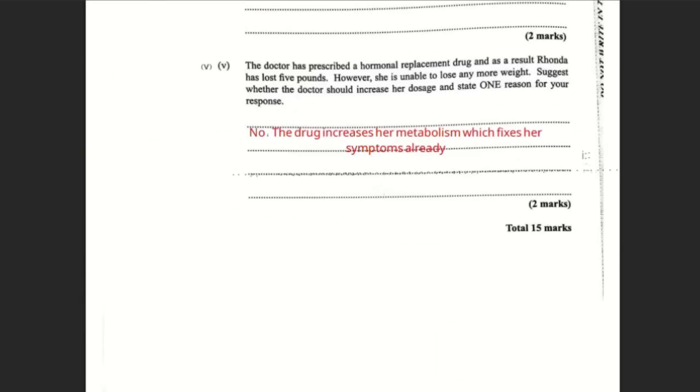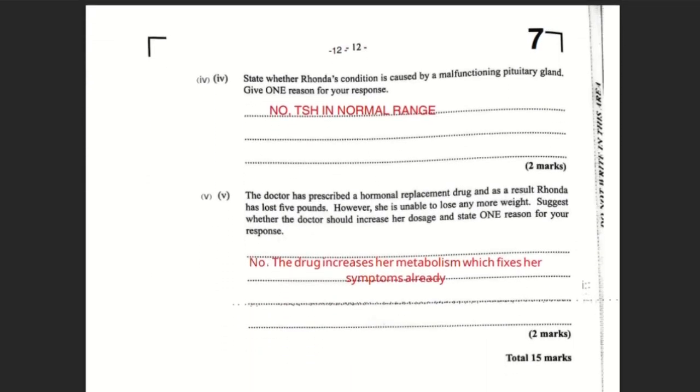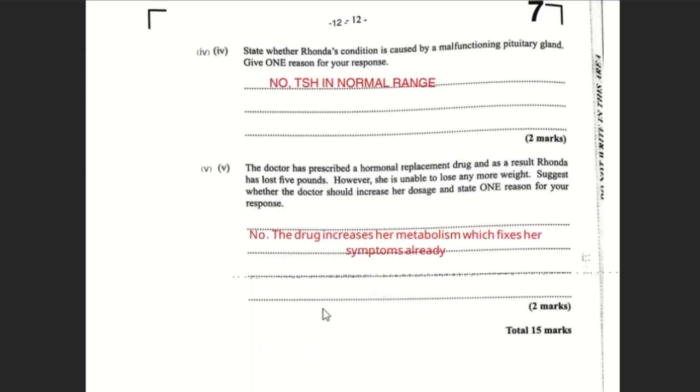So as we said before, if the pituitary gland was the problem, we would know, since it is what secretes the thyroid stimulating hormone that gets the thyroid gland to work. But in Rhonda's case, it's in the normal range, so that is not the issue. So the next question says the doctor has prescribed a hormonal replacement drug, and as a result, Rhonda has lost 5 pounds. However, she's unable to lose any more weight. Suggest whether the doctor should increase her dosage and state one reason for your response.